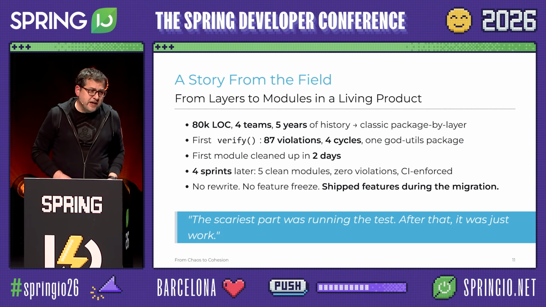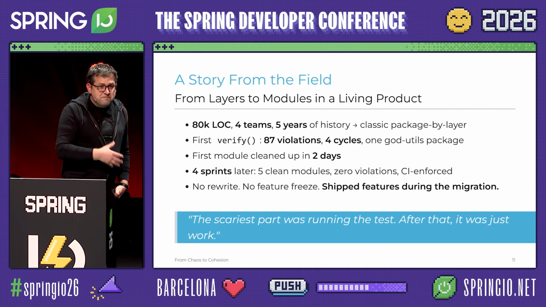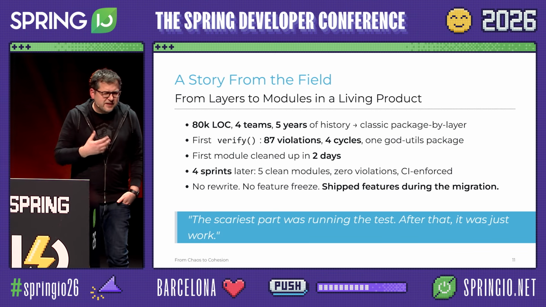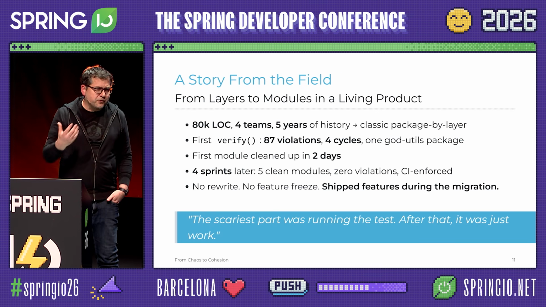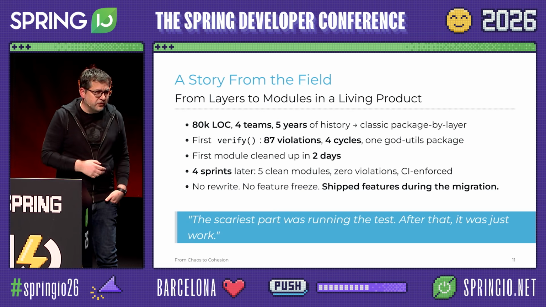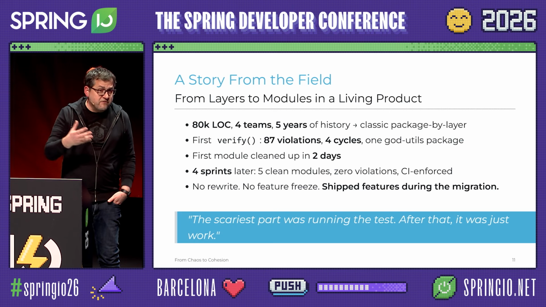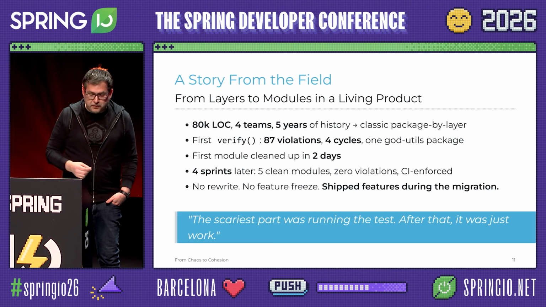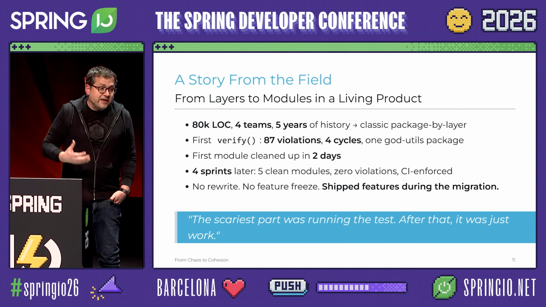So even if you think, if I would tell you a story from the field, think of a medium-sized application with just 80,000 lines of code, about 4 teams involved from time to time, and 5 years of history, with the classical way of structuring the application, the way you would see it in very much all the demo applications, packaged by layer. It was actually just a mess.